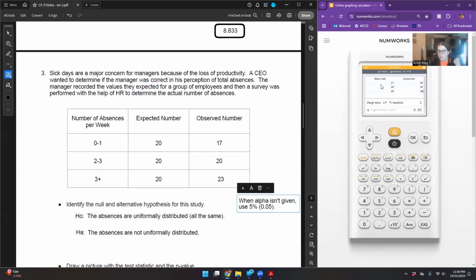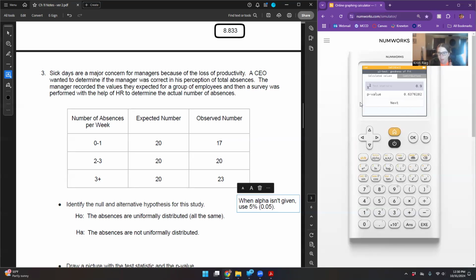And notice it knew, because I typed in 3 rows, that the degrees of freedom is 2, because it did 3 minus 1 for you. So the degrees of freedom is here. The significance level, we're just going to use 0.05 because there's no alpha given. And here we have our chi-squared, which is 0.9, and our p-value, which is 0.63.